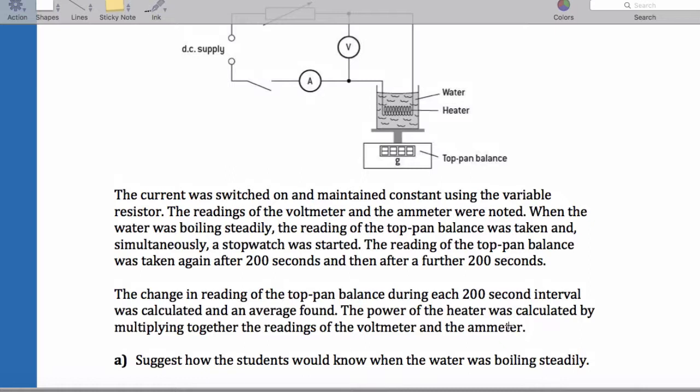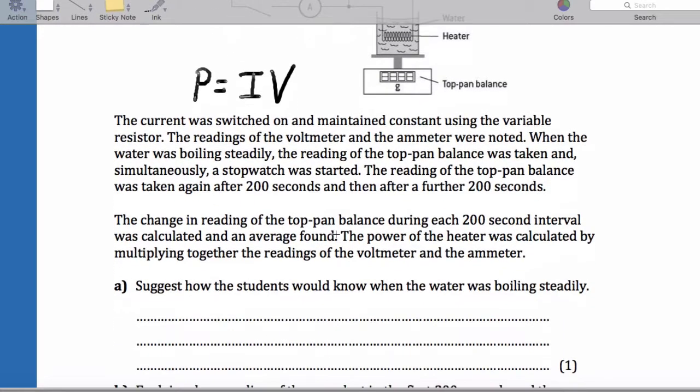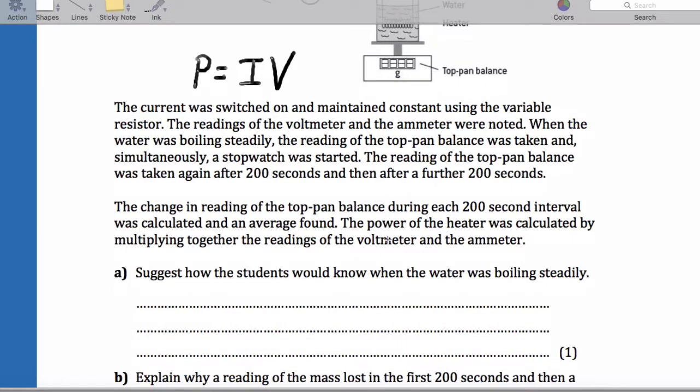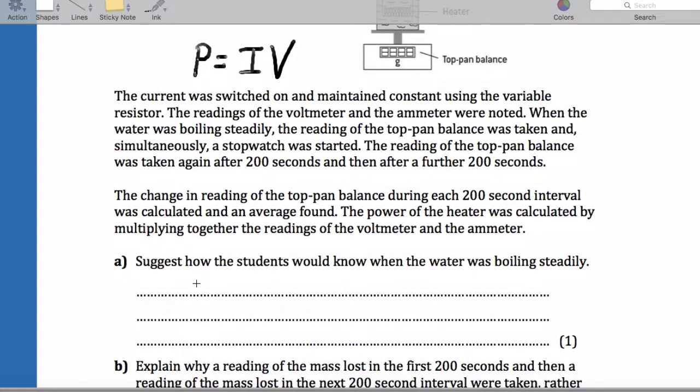I'm not going to do any kind of problem on your real test where you would have to take the electrical power as I times V, but I'm just going to write that formula down here so we can use it. Now, the next idea is we're looking at the change in the reading of the top pan balance, so the mass, and we can just kind of see the power of the heater multiplying together readings and just kind of see what's going on. So it says, suggest how the students would know when the water was boiling steadily.